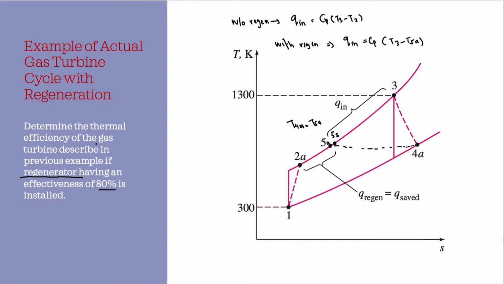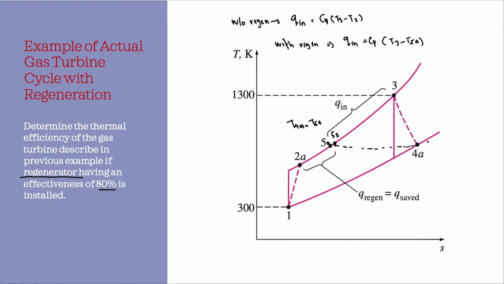Determine the thermal efficiency of the gas turbine described in the previous example if a regenerator having an effectiveness of 80% is installed. So, by looking back at the previous example of the actual gas turbine cycle, we sketch the TS diagram. In the TS diagram, in the previous example, we have the temperature at the entrance of the compressor as 300 and the entrance of the turbine as 1300 Kelvin.